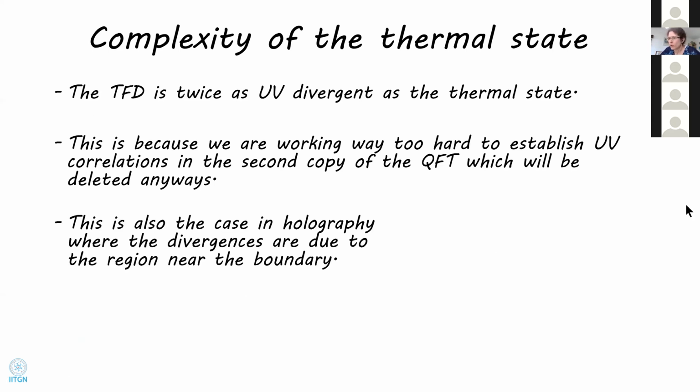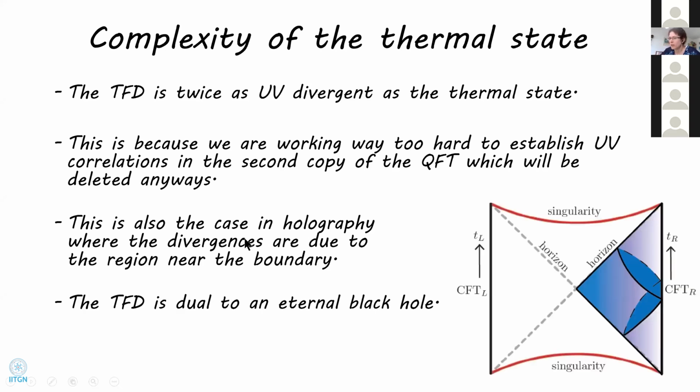And this is also the case in holography. So in holography, there are conjectures also talking about the complexity of subregions or the complexity of thermal states. And in holography, the thermofield double state is dual to an eternal black hole, while the thermal state lives on one side. If you evaluate certain quantities that are divergent due to the proximity to the boundary, the thermofield double state is going to have two boundaries, while the thermal state only has one, so it will be twice less divergent. So this also matches very well with what one finds in holography.